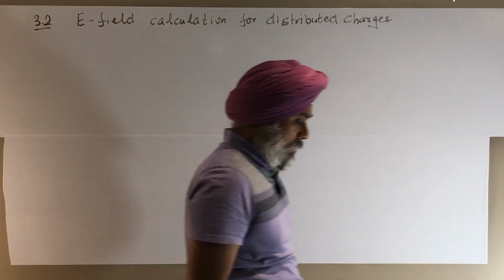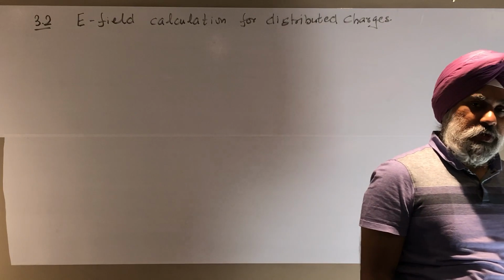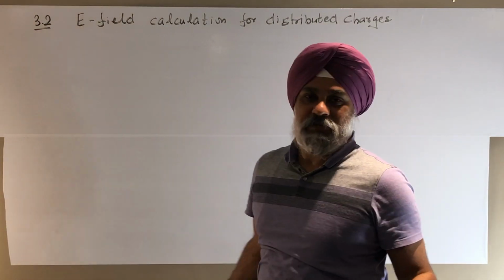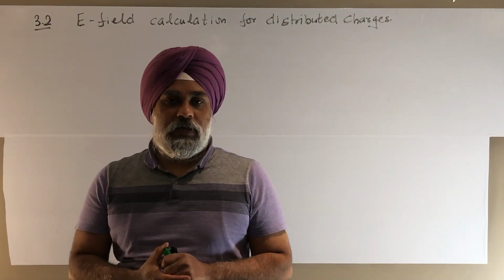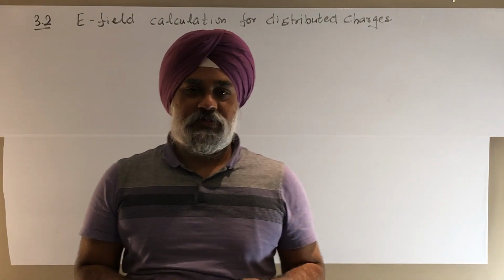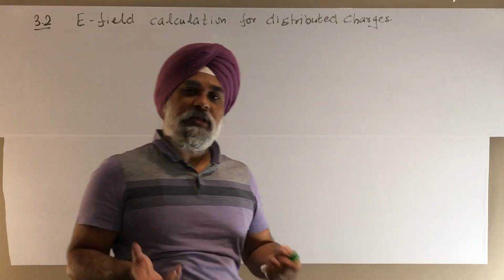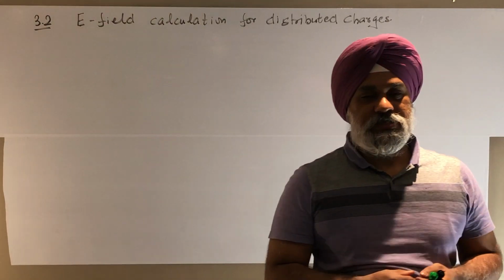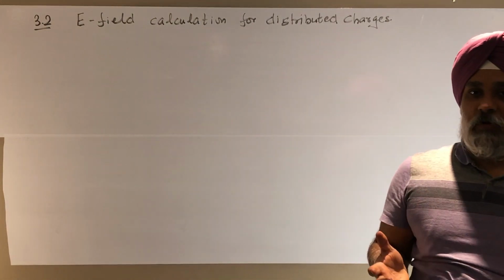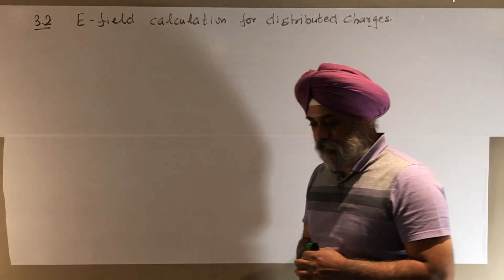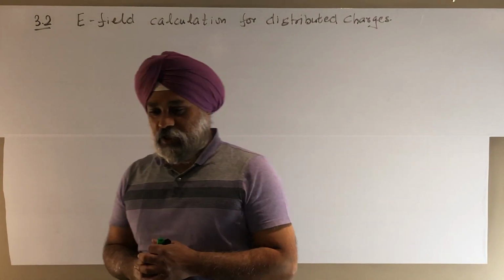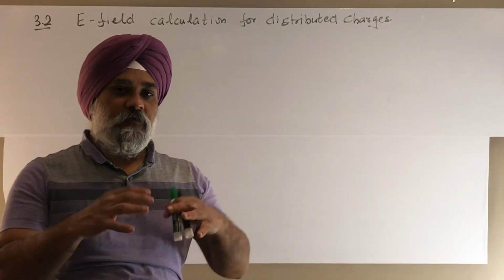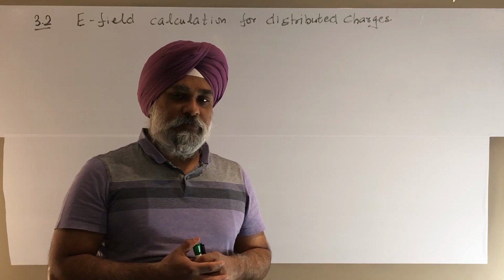Hello everyone. In the previous section you saw that charges may not come as points, and in fact charges never come as points, but they could be distributed over shapes. They could be distributed over a line, which we call linear charge. They could be distributed over a surface, which we call surface charge, and they could be distributed over a volume, which we call volume charge. So the next question which comes is, how can we calculate the electric field for these distributed charges?